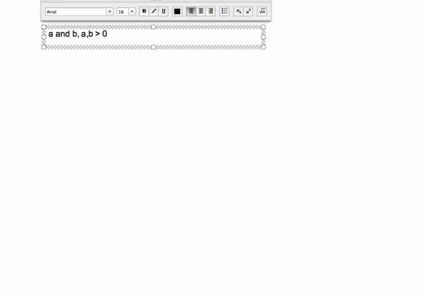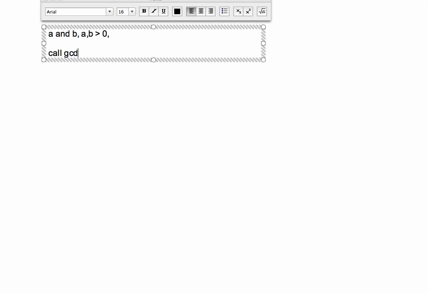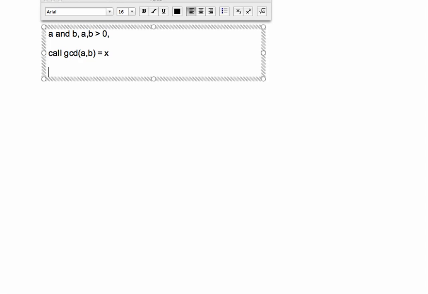Okay, so we want to find the GCD of A and B, right? Well, actually, we don't want to find the GCD. I'm sorry. We're going to learn something about the GCD. So we're going to call the GCD of A and B, let's call it X. Okay. So now, really, there's actually two cases. In case 1, we have A is equal to B.